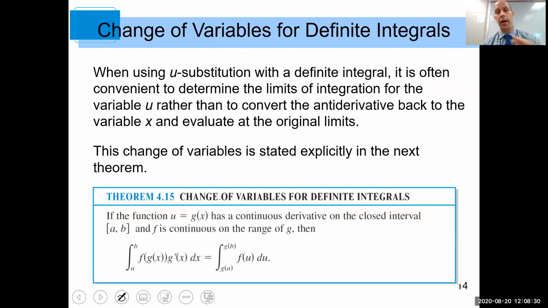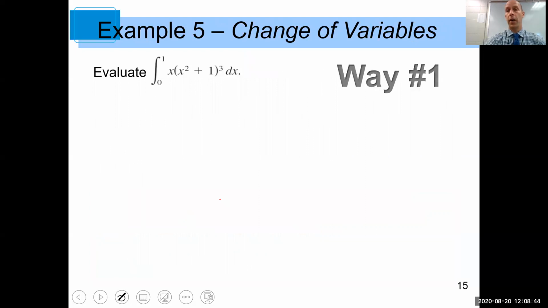Okay, got 2 more things. Change of variable for definite integrals. I'm going to show you this one just by example. First, I'm going to show you what you could do without using this theorem. Then I'm going to show you how this theorem would work. So I'm going to do a fairly simple integral.